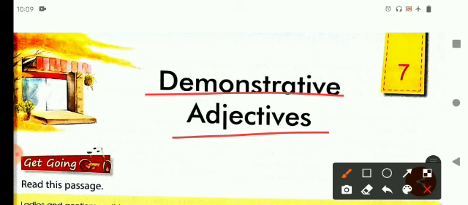Good morning, children. Welcome to English language class. And today we will read chapter number 7, that is demonstrative adjectives.